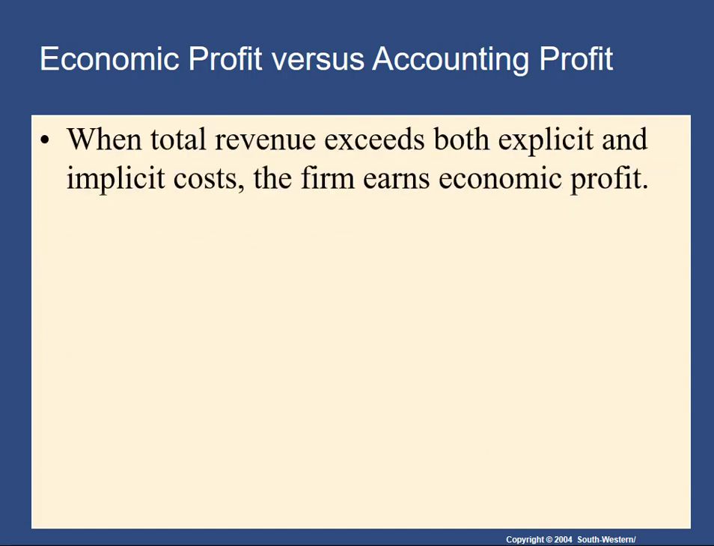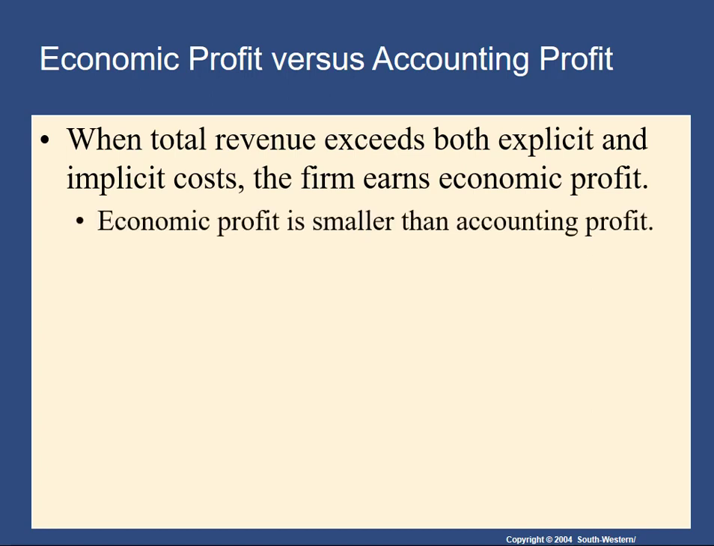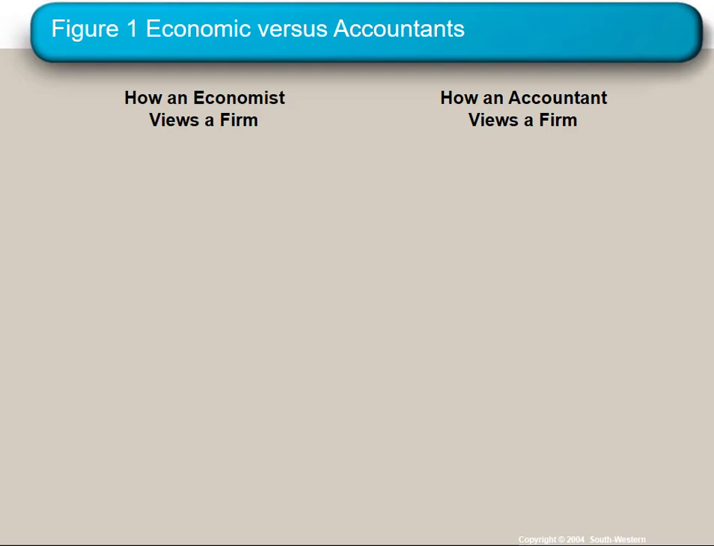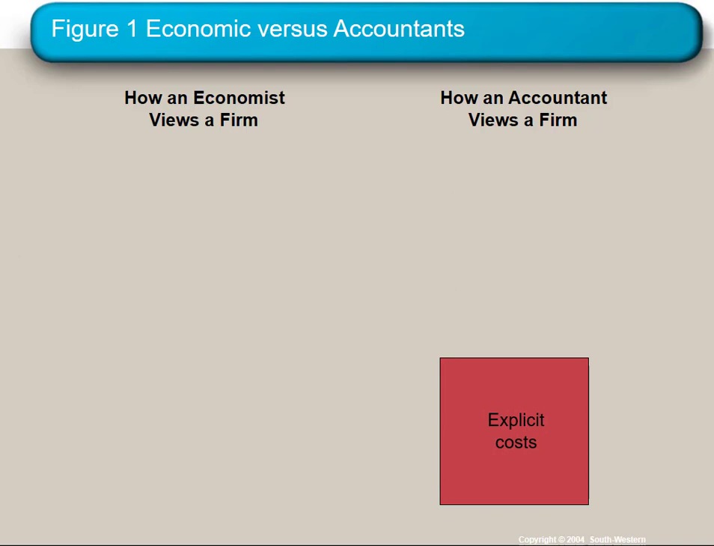So when total revenue exceeds both explicit and implicit costs, then the firm is earning an economic profit. And remember, economic profit is always smaller than accounting profit. So from an accounting perspective, if the firm's earning economic profit, it's earning a positive accounting profit and then some, right? And remember, for firm, we mean a business firm.